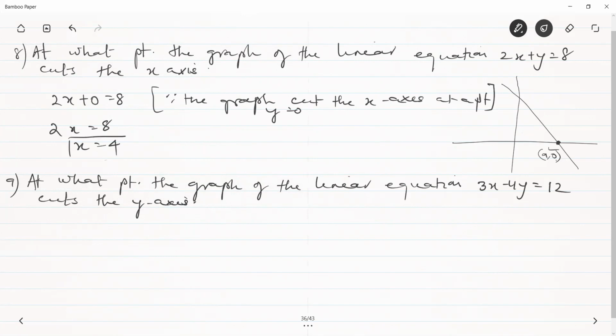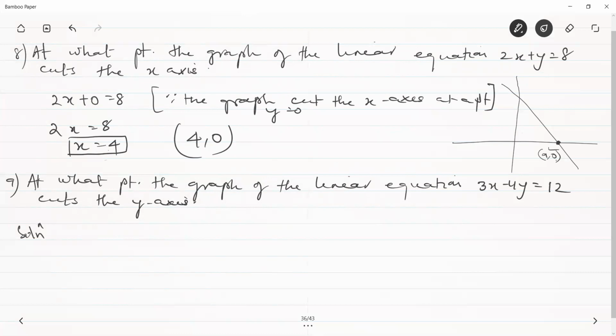So at what point does it cut the x-axis? At point 4. So what should be the coordinate? 4, 0 will be the coordinate. Okay. At what point does the graph of the linear equation cut the y-axis? Same question. So what should be the coordinate?